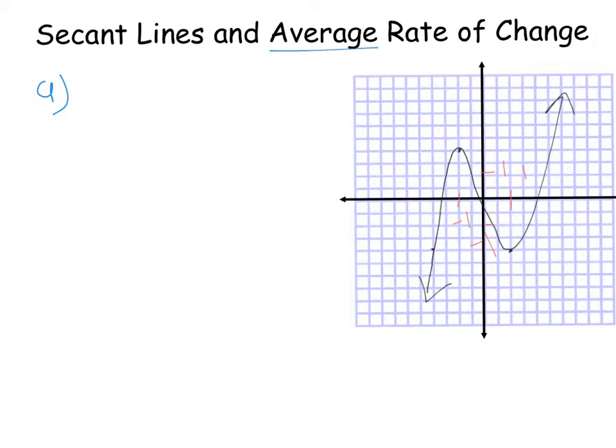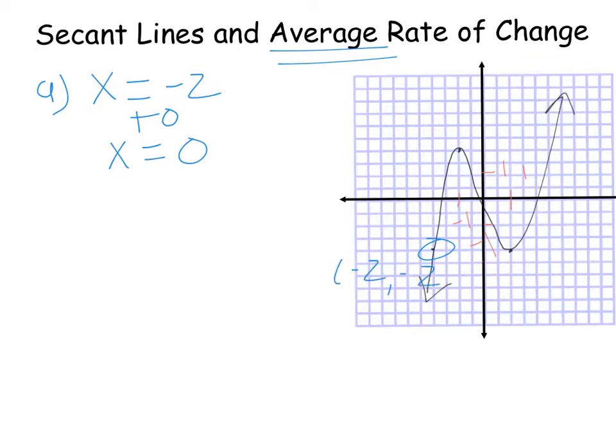A great place to start is to talk about a secant line that will give you an average rate of change. The first one we're going to do on this graph is I want the average rate of change from x equals -2 to x equals 0. Now right here is -2, and this function does go through the point 0, 0.